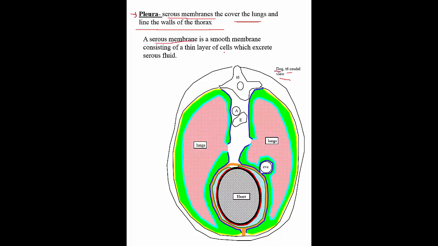And what is a serous membrane? It's a smooth membrane consisting of a thin layer of cells that excrete serous fluid. And what is serous fluid for? It's for lubrication.